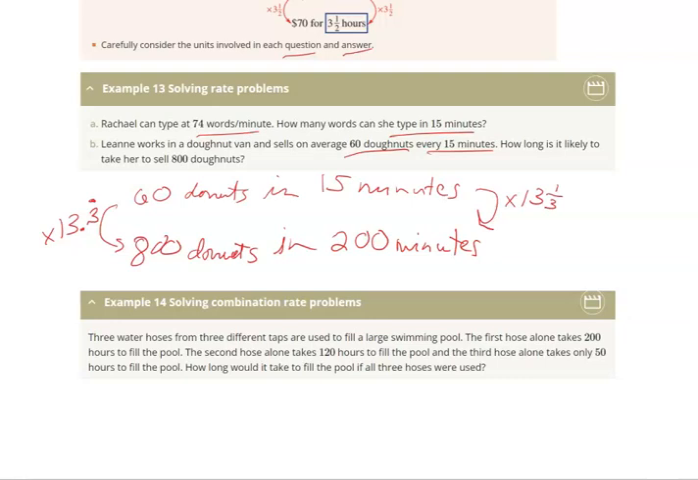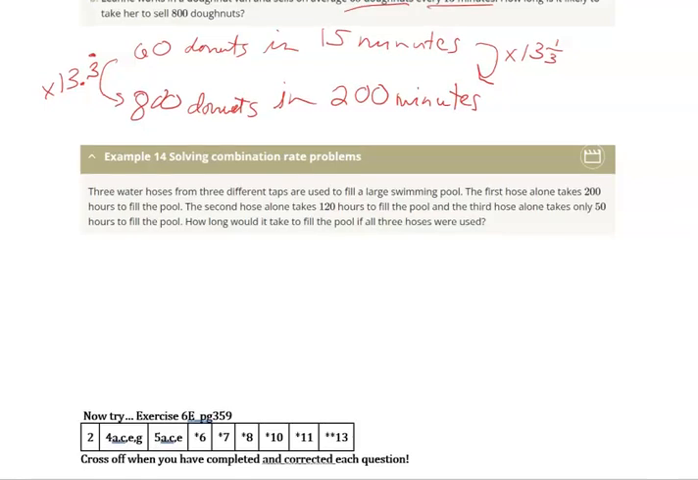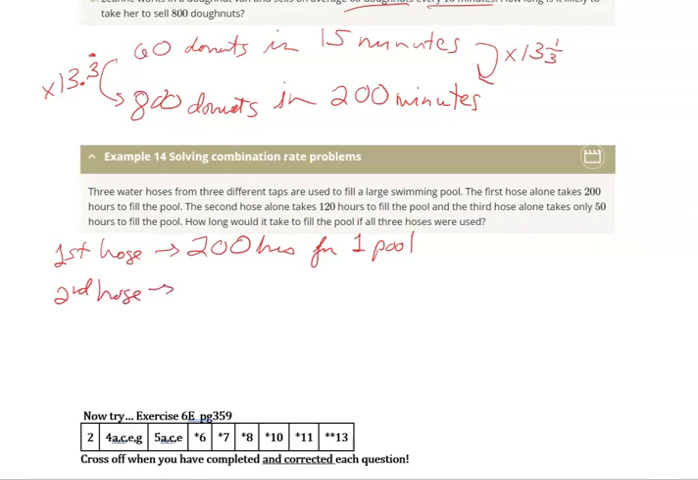And finally, we have the question with the hoses. We have 3 water hoses filling a pool. The first hose could fill 1 pool in 200 hours, so this is going to take a long time. But we've got a second hose, and if it worked by itself, it could fill that pool a little bit faster. It takes 120 hours to fill 1 whole pool on its own. And then the third hose can do it in 50 hours.